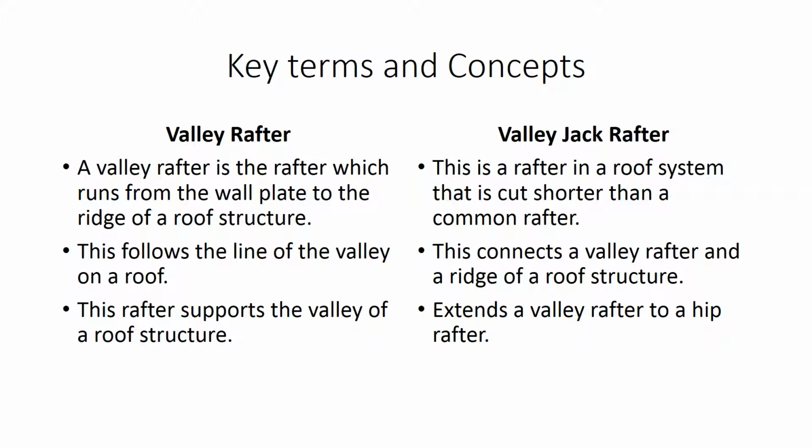A valley jack rafter is a rafter in a roof system that is cut shorter than a common rafter. This connects a valley rafter and a ridge of a roof structure. This extends a valley rafter to a hip rafter.